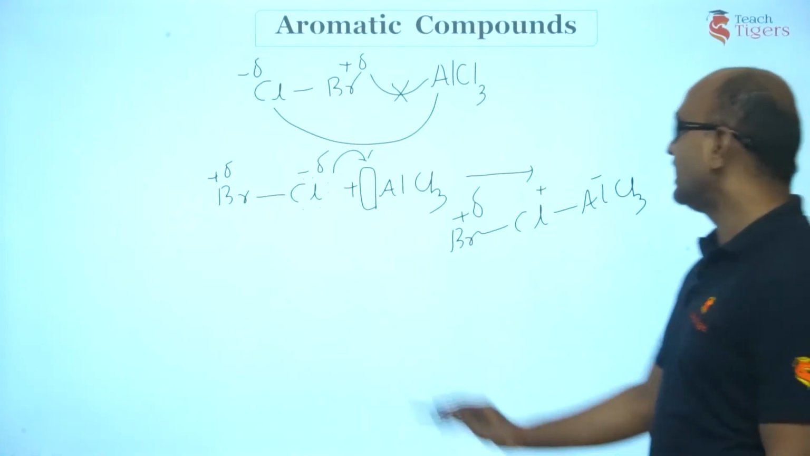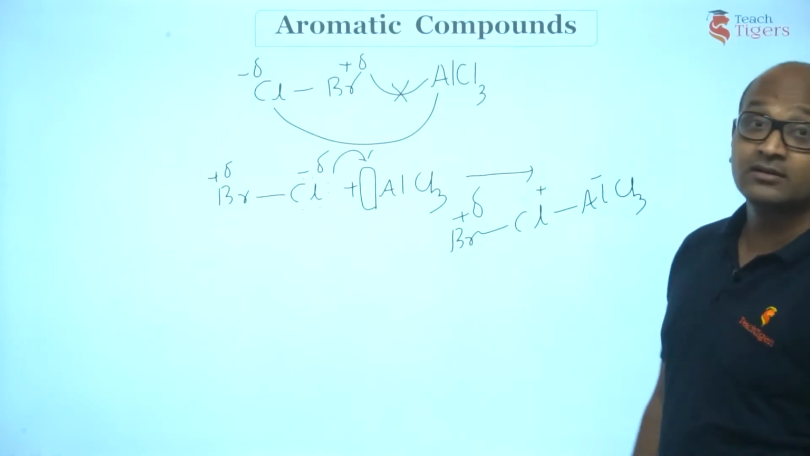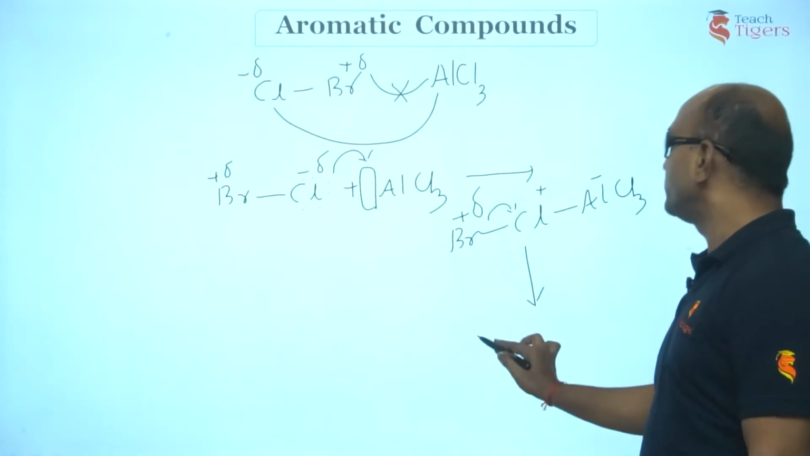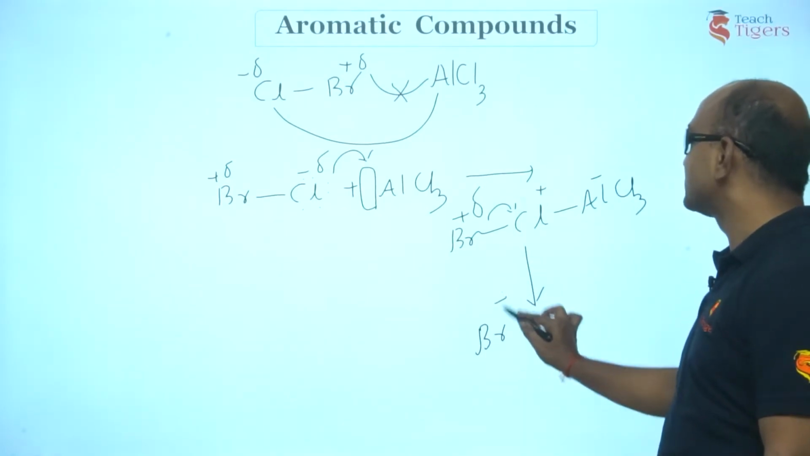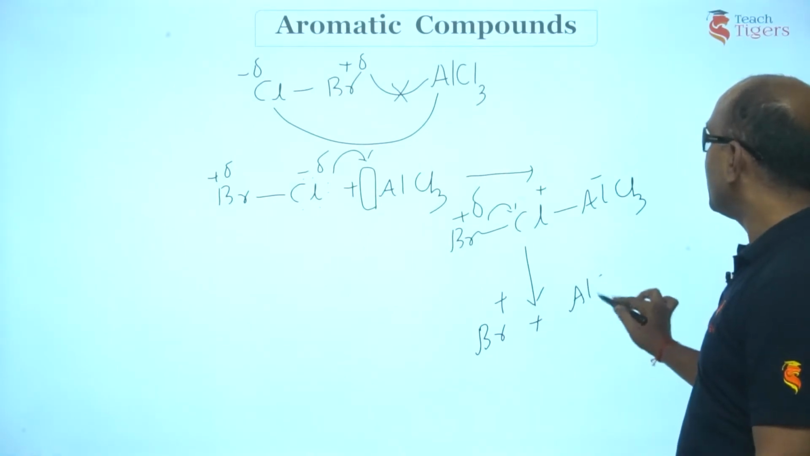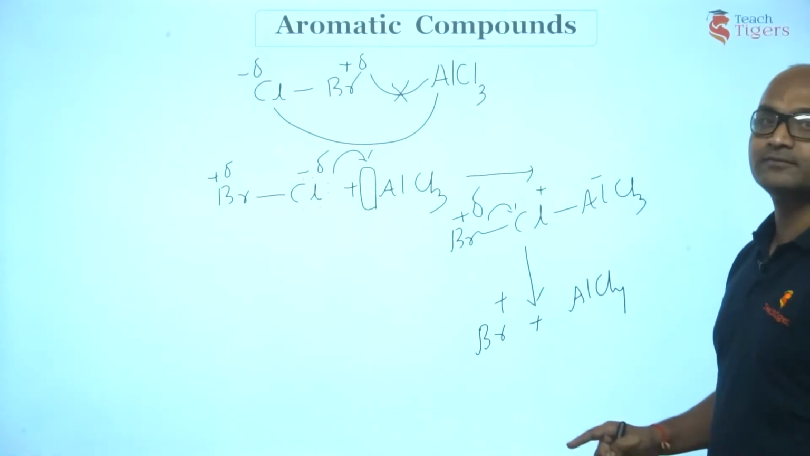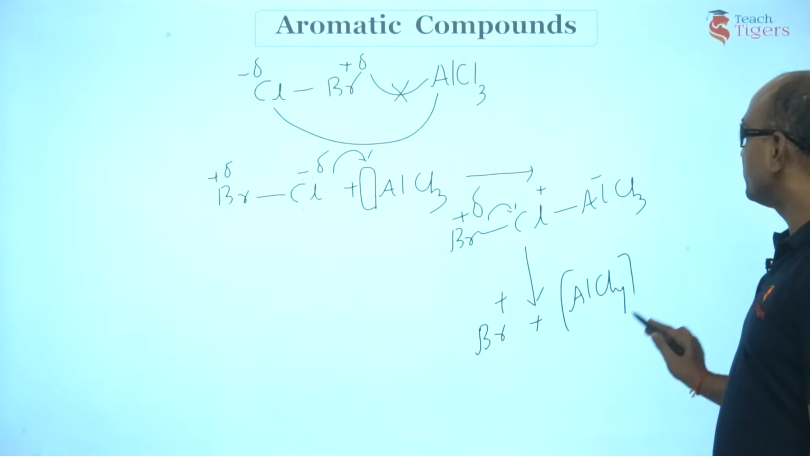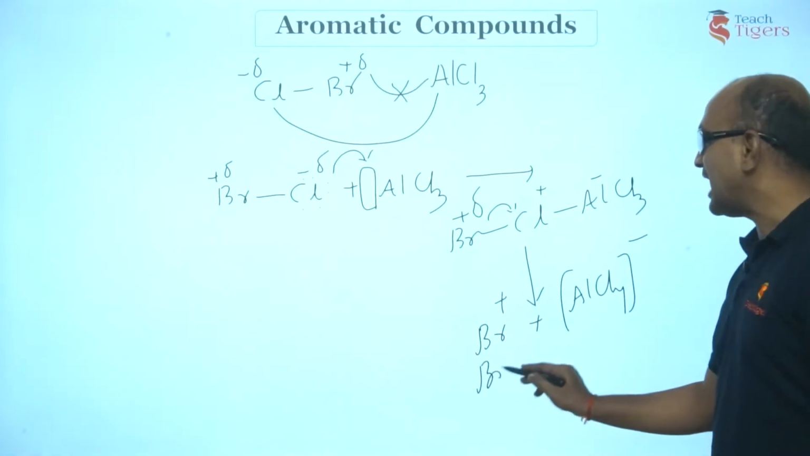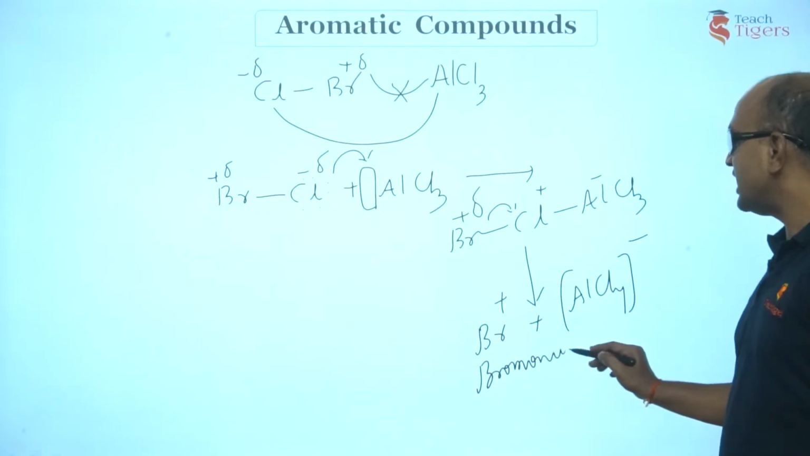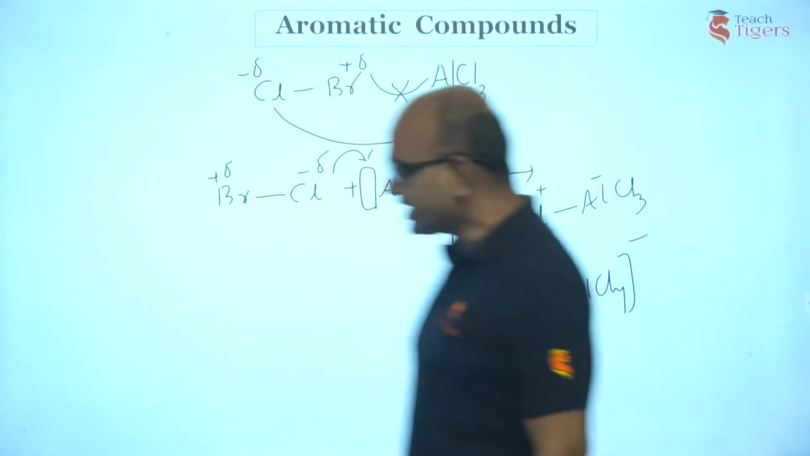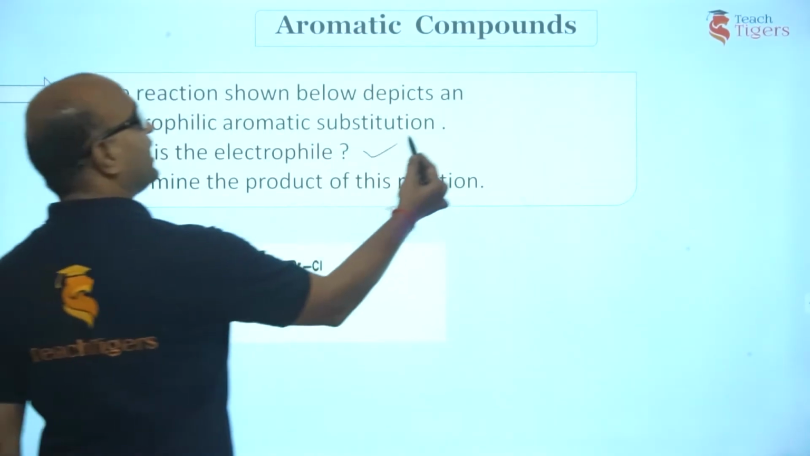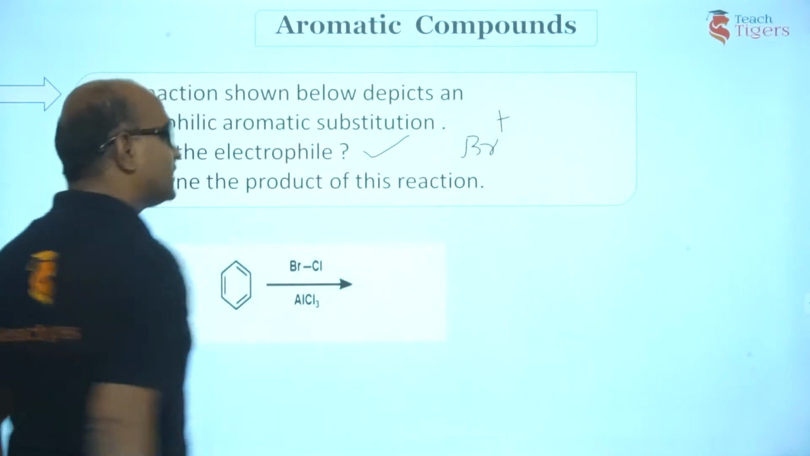Clear guys? Now, in the presence of benzene, this bromine donates an electron to chlorine. So what is it that you are going to get? When bromine donates an electron, you are going to get Br plus and AlCl4 minus. This positive charge is lost because this chlorine atom is gaining an electron from bromine. So you have got this. Bromonium ion is the electrophile here. Am I right? Check it out. So the first question here is, what is the electrophile? We have the bromonium ion. Am I right?